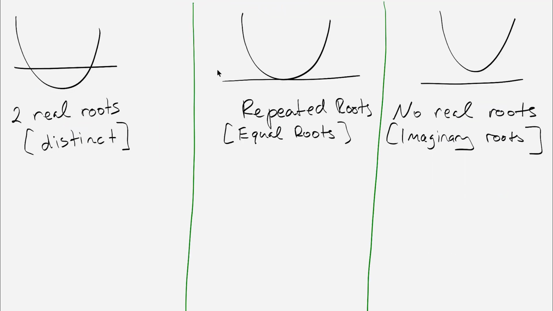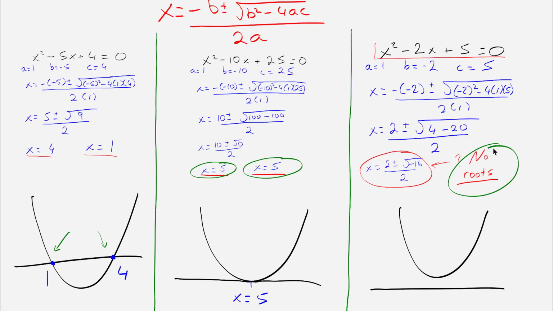So we can see that quadratic equations can give us 3 different scenarios. We could have 2 real roots, distinct from each other, 2 different real roots. You can have repeated roots or equal roots where both roots are the same. Or you can have a situation where you have no real roots, imaginary roots. And we have an example of each situation right here.